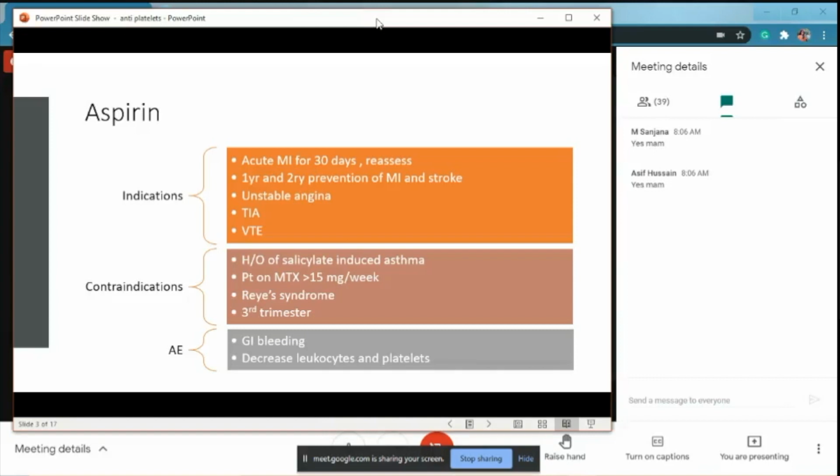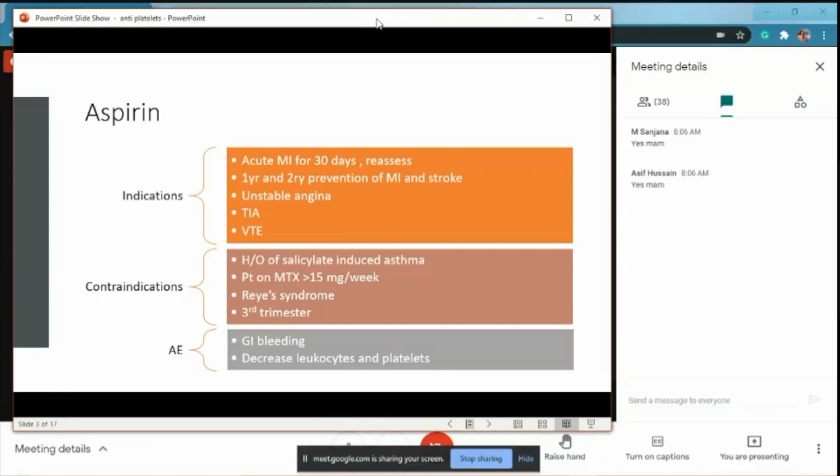Now let's have a look at the adverse effects. Most of the adverse effects are dose-related. Bleeding is one of the most common adverse effects of all the antiplatelets, anticoagulants, and everything. So bleeding is always one of the most common adverse effects, and also it can decrease the leukocytes and platelets. So just remember that point.